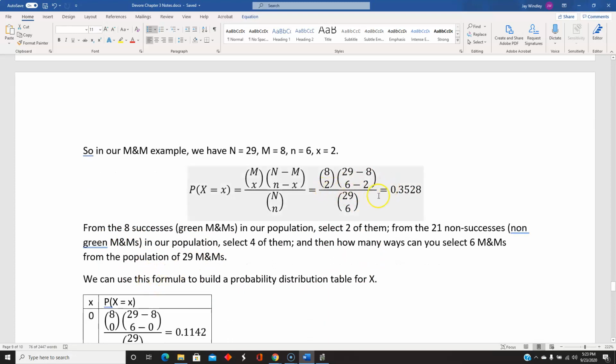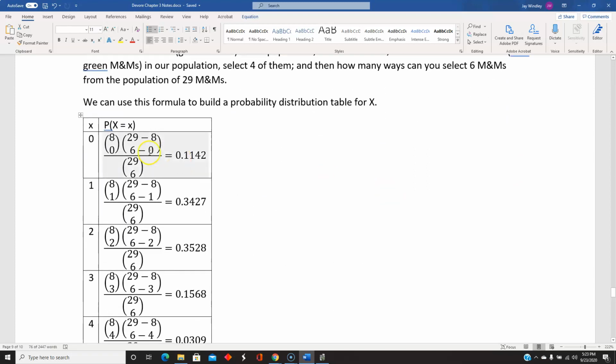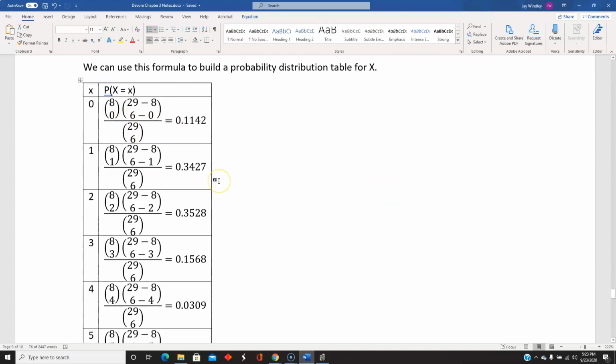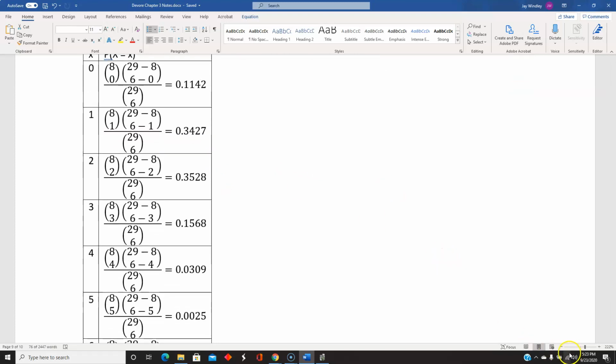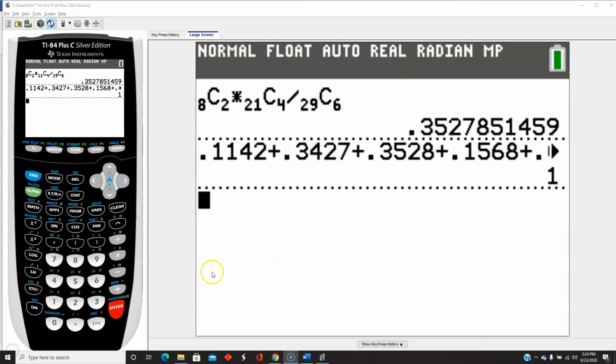And if I use this formula repeatedly, I can build the probability distribution table for X. Honestly, the only reason I'm doing that is I just want to check that the probabilities add up to 1. So I added up all those probabilities and double checked that they add up to 1.